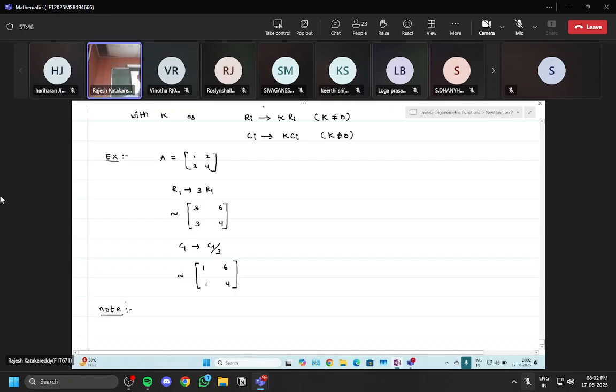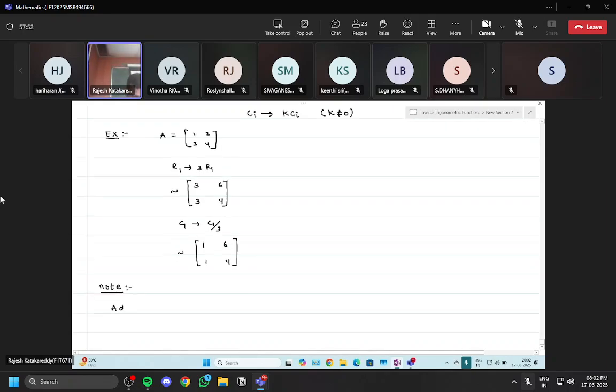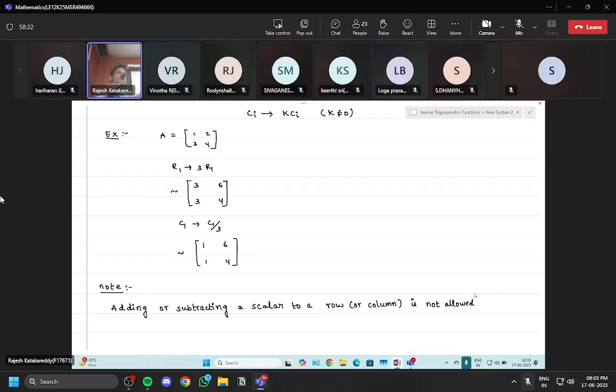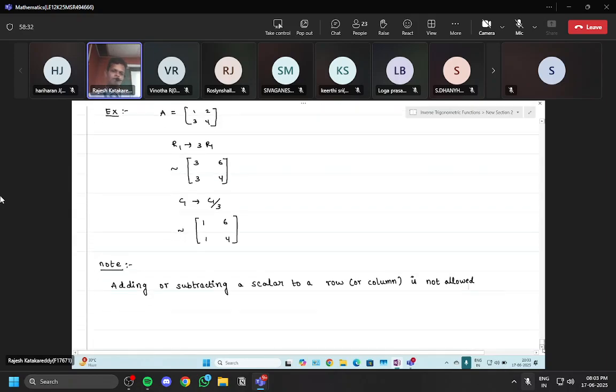Normally in real numbers, we will add something on both sides, subtract something on both sides. That is not allowed here. Adding or subtracting a scalar to a row or column is not allowed. We are not allowed to write row 1 changes as row 1 plus 2, row 1 changes as row 1 minus 2, and so on. That's what this second note point here says. Everybody understood?